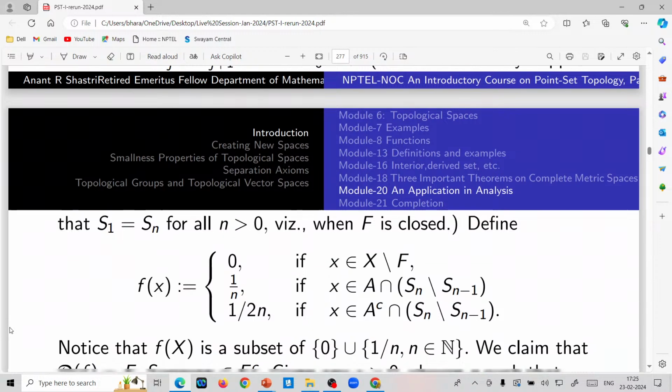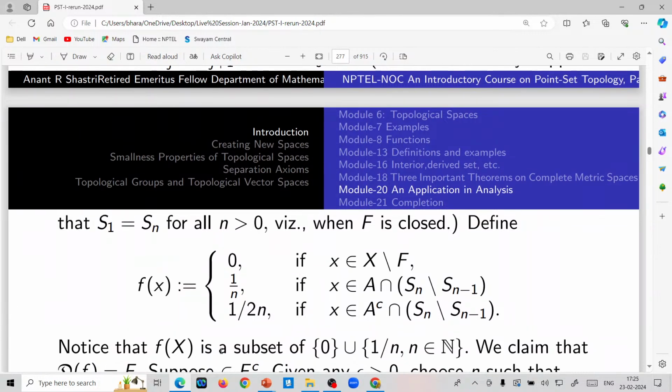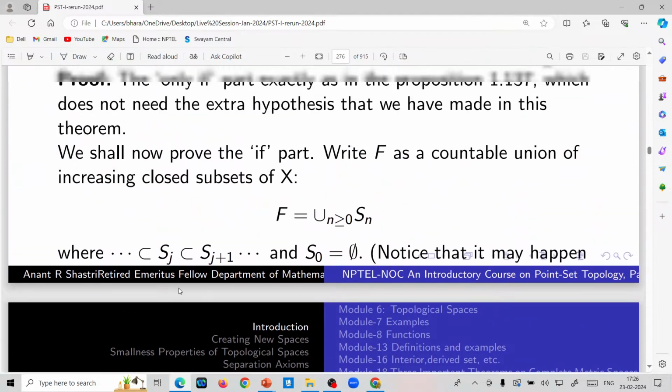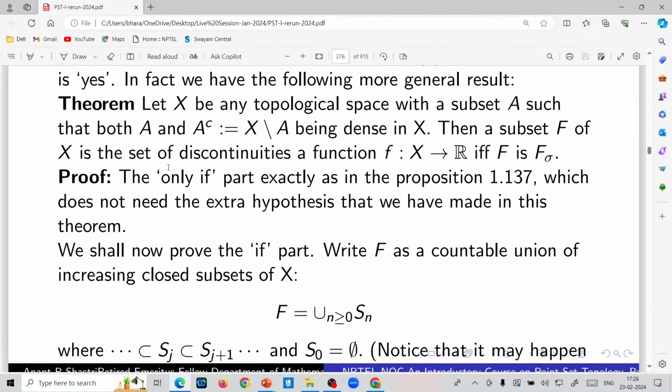Alright, so I am going to directly define the function now. Take f(x) to be 0 if x is in the complement of F. You take it to be 1 by n, where this n is precisely such that the point x is in Sn but not in Sn minus 1, and it is inside A. What is A? A is a set such that A and the complement of A are both dense in the given space X. So that is the starting assumption. Both A and the complement of A are dense subsets.